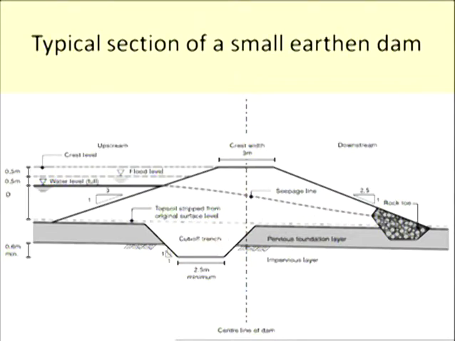This is a cutoff provided. This is what was mentioned previously as the pervious foundation layer, and this is the impervious layer, and we have to provide a cutoff trench so that water is not directly seeping from here and going down and creating piping. So we have to provide this cutoff trench, so it arrests the seepage under this earthen dam into the cutoff trench, and it carries it to the downstream side through a system of drains.